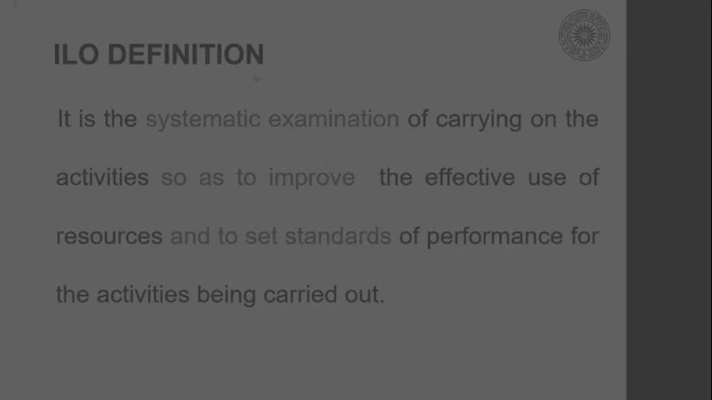Now, the ILO definition. What is ILO? ILO is the International Labour Organization. It gives a definition which is globally accepted. It is the systematic examination of the methods of carrying on activities in order to improve the effective use of resources and to set the standards of performance for the activities which are to be carried out. So it is an important definition given by ILO.